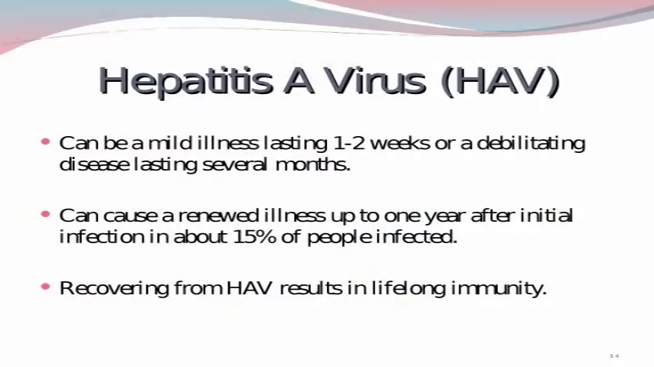Hepatitis A is usually a mild illness. It can last about 1 to 2 weeks, but it can last up to several months. Okay. About 15% of people that get hepatitis A get what we call the renewed illness, meaning the symptoms come back for up to a year. Okay. Once you have hepatitis A, you build lifelong immunity to it. Okay, so if you actually get the disease, you're going to be protected for your lifetime.